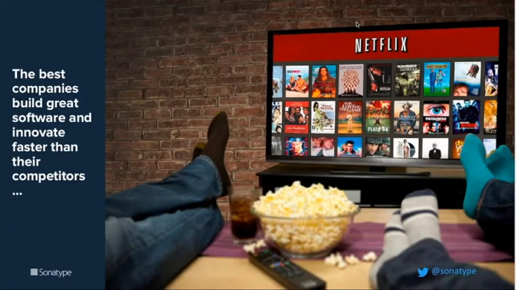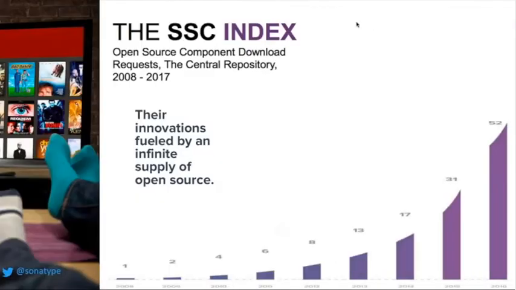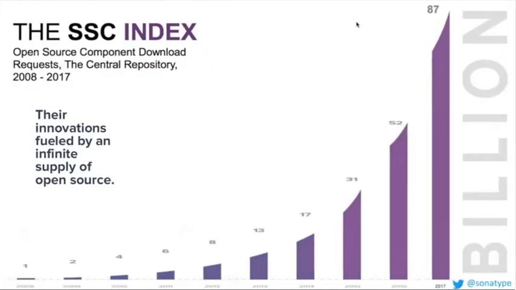As we all know, the best companies build great software and innovate faster than their competitors. Netflix is a great example of that. The question is how? One of the reasons these companies innovate faster and better than their competitors is their adoption and utilization of an infinite supply of open source components in their applications. The graph illustrates this trend.